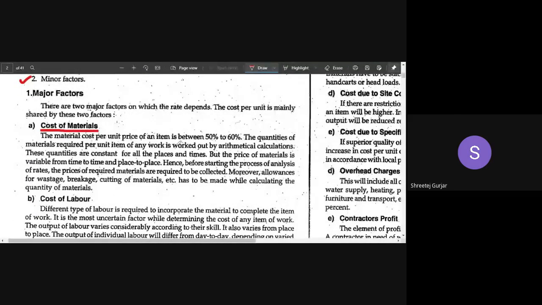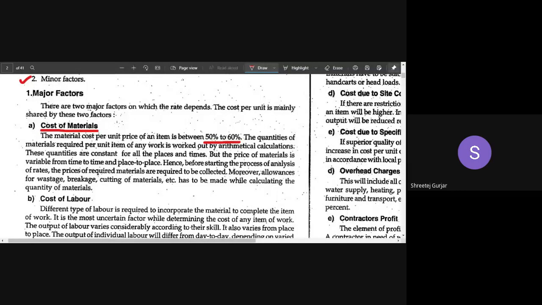Cost of material, as I've told you, will constitute about 50 to 60% of the total project work. The price of material varies from place to place, and from time to time. So you have to consider the prevailing rates at that particular area. Whatever is the rate running at that area, you have to consider. Then we have to take some allowances for breakage and wastage if it occurs, and we have to order some extra quantity of material. This is regarding the cost of material.